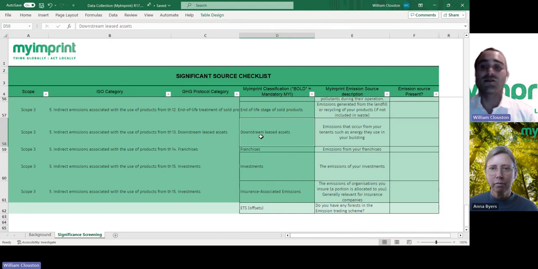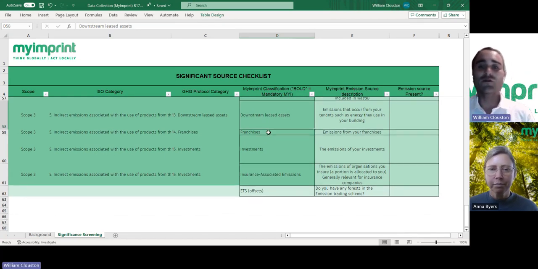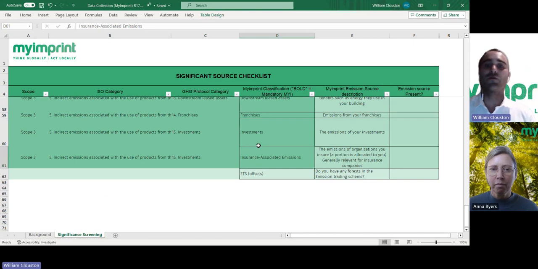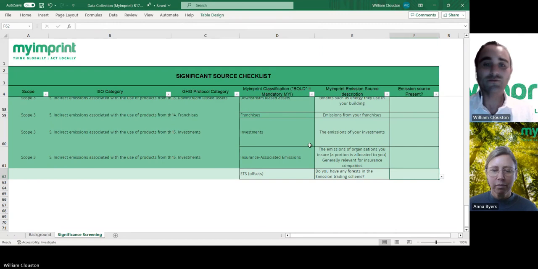Downstream leased assets. So an example of this is if you're renting out a building and it's the emissions that occur in that building. Franchises, investments, so the emissions of your investments, and then emissions from insurance associated emissions, and that generally applies to insurance companies. And finally, we've got the ETS there, so that's just whether you have anything in the emission trading scheme, and just note that down as a yes or a no.